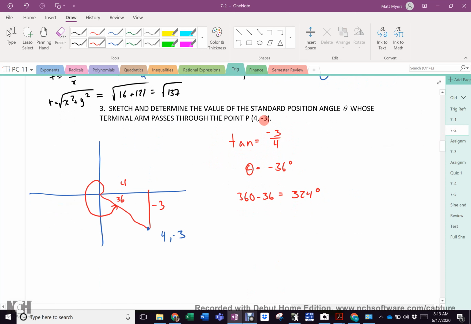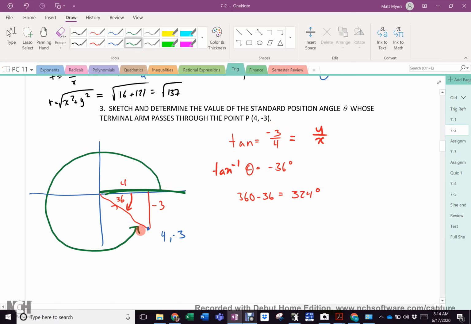Down here, there's my x and my y. So right away I know my tangent, because tan is y over x. So negative 3 over 4. So then I do shift tan to get negative 36. Well, if I start at 0, negatives go downwards. So this is 36. But I want it in standard position. Standard position starts there and goes this way. Well, if I went all the way, it would be 360, but I stopped 36 degrees short. So this is 324 degrees.